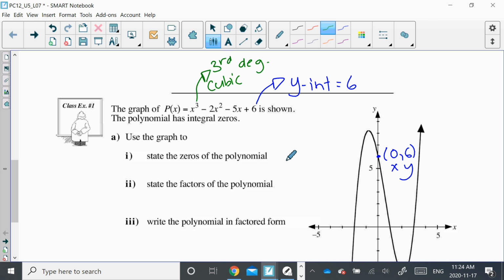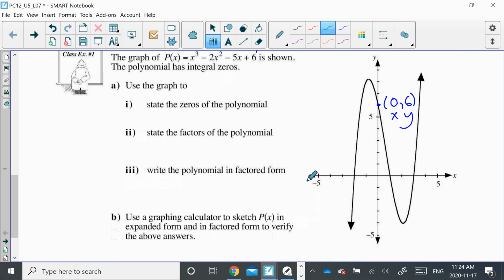So what it says is use the graph to state the zeros of the polynomial. So the zeros of the polynomial are the x-intercepts, right? So where does my graph cut the x-axis? At this x-intercept here, and that is going to be -2. So that is a zero of my graph, okay? Over here is another x-intercept, and that x-intercept is 1. So the second zero is going to be at 1. And then this x-intercept is 3. So that zero is going to be 3.